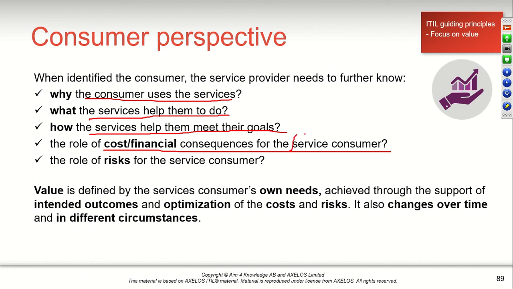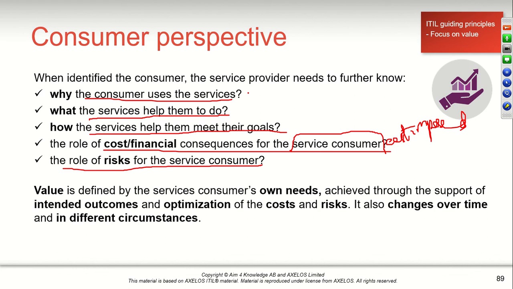Under the service consumer, we are talking about cost imposed. What is the cost imposed on them by virtue of this service? So you must look at it. Then the next one, the role of risk. What is the risk for the service consumer? So you identify the consumer, then you also need to answer the question, why do they use the service? We have mentioned internet banking, mobile app banking, ATM card. Why are they using it?